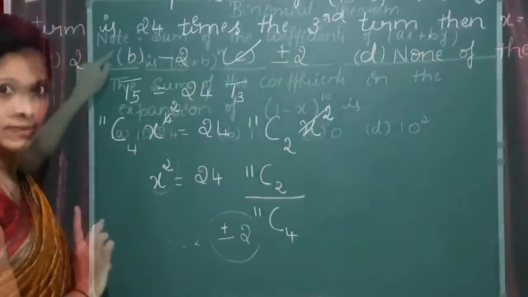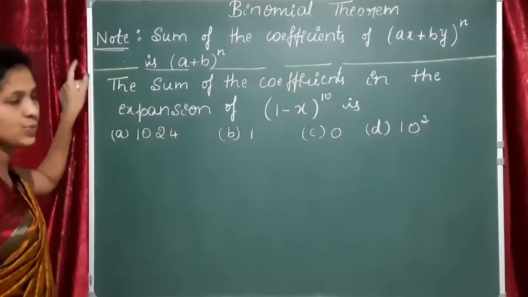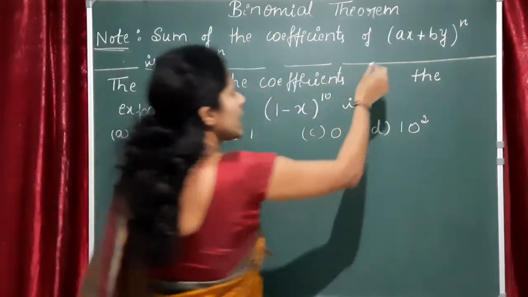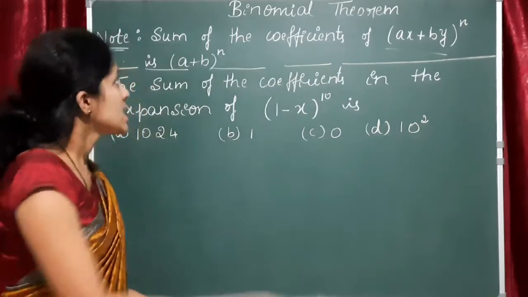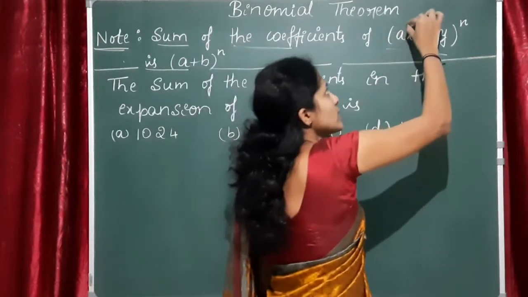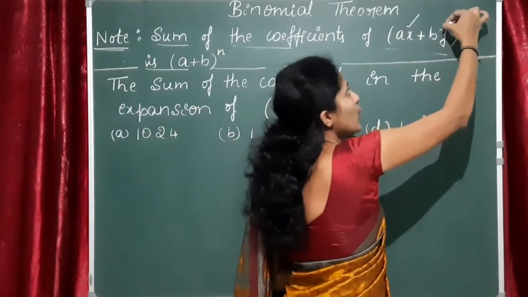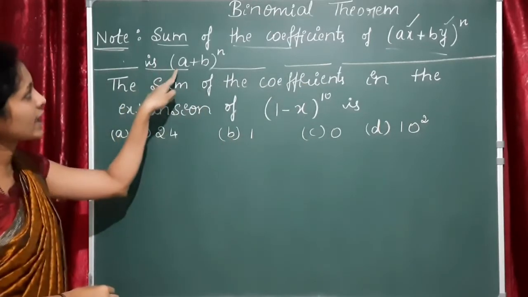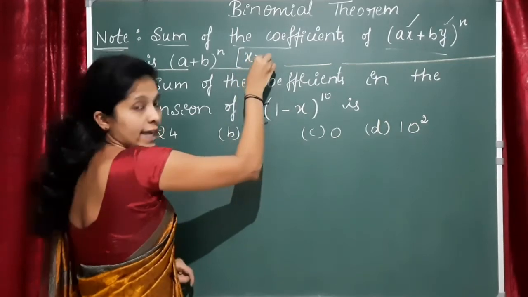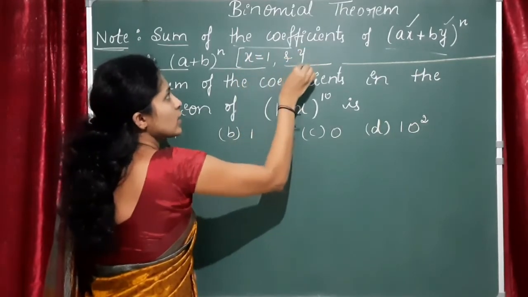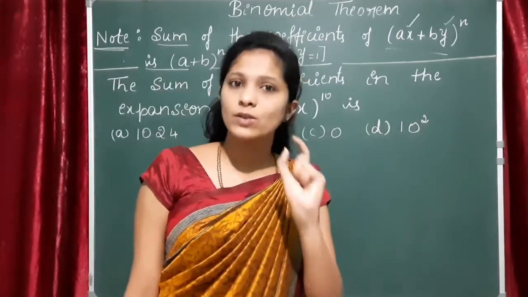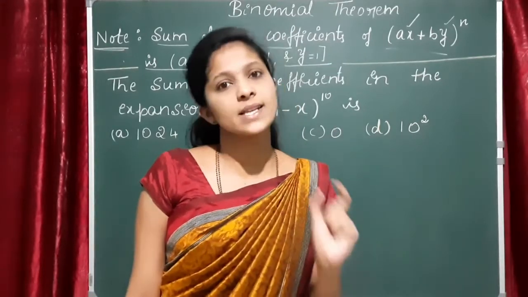Complete this form. This is one of the important results. In the previous session I forgot to give this one. See, whenever they ask the sum of the coefficients of any term, ax plus by whole to the power n, the sum of the coefficients of all the terms, then to find that one, you just have to substitute the value of x is equal to 1 and y is equal to 1. So that means you will get it as a plus b whole to the power n. You have to substitute x is 1 and y is equal to 1. Okay, remember this. To find the sum of the coefficients of the terms, you have to substitute the value of x as 1 as well as y as 1.